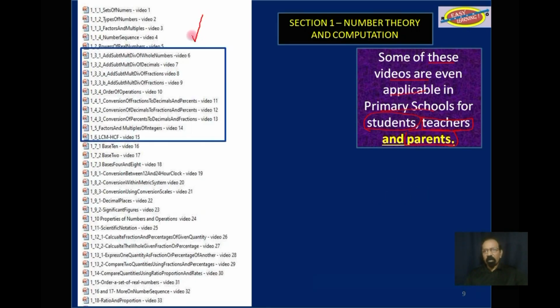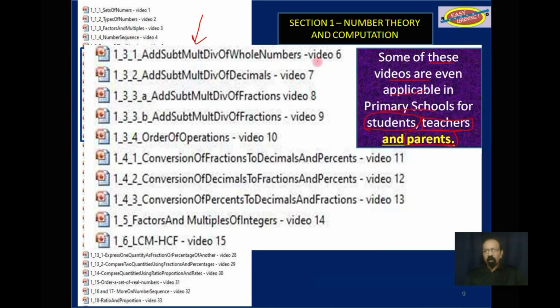For example, if I expand that blue box there, you will notice video 6 says, and remember this is from Section 1, add, subtract, multiply, and divide whole numbers. That is work done in grade 3 of primary schools. And then you have video 7, which says add, subtract, multiply and divide decimals. Work done in grade 4. And then you have videos 8 and 9, which deal with multiplication, division, addition, and subtraction of fractions. Work done in grades 5 and 6 in primary school.